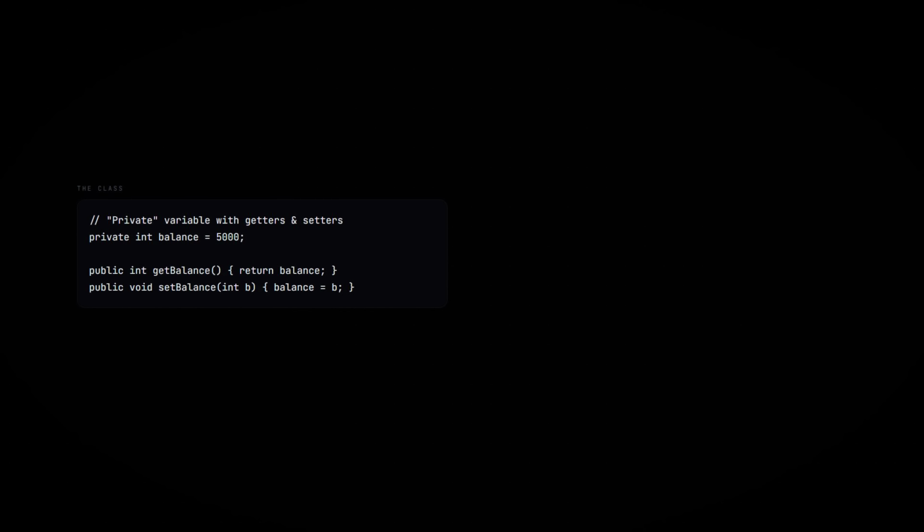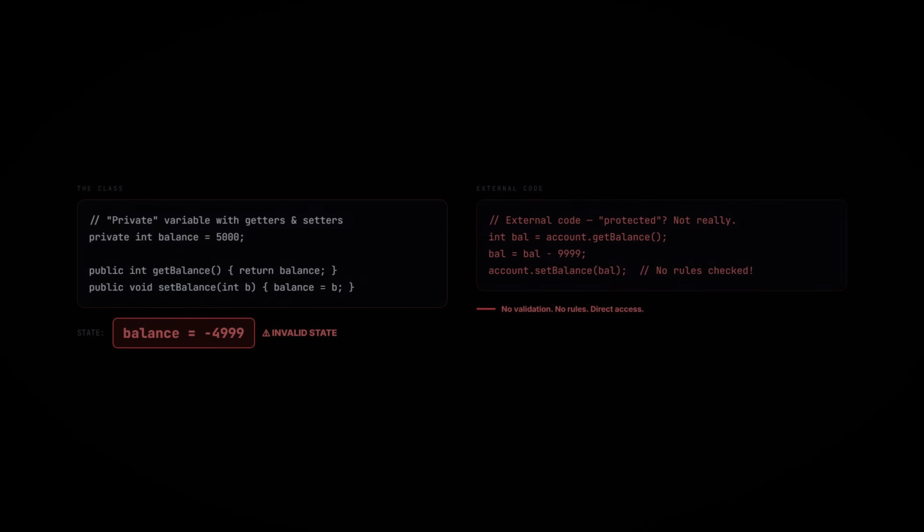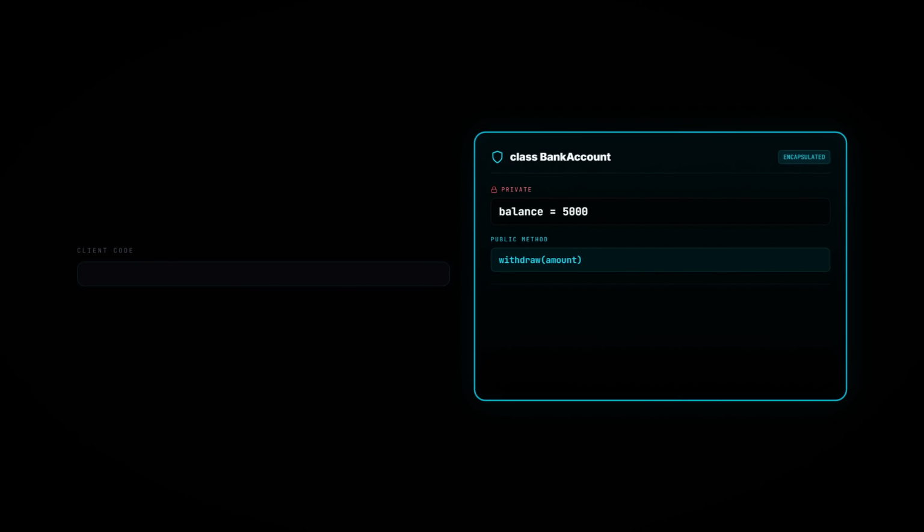Here's what encapsulation is not. It's not making a variable private and then exposing it through getters and setters. If you have a private balance, but anyone can still read it and change it through methods that do nothing except return or update the value, then you haven't really hidden anything. You've just added an extra step. So what is encapsulation actually? It's about keeping data together with the rules that govern that data and controlling how the outside world can interact with it.